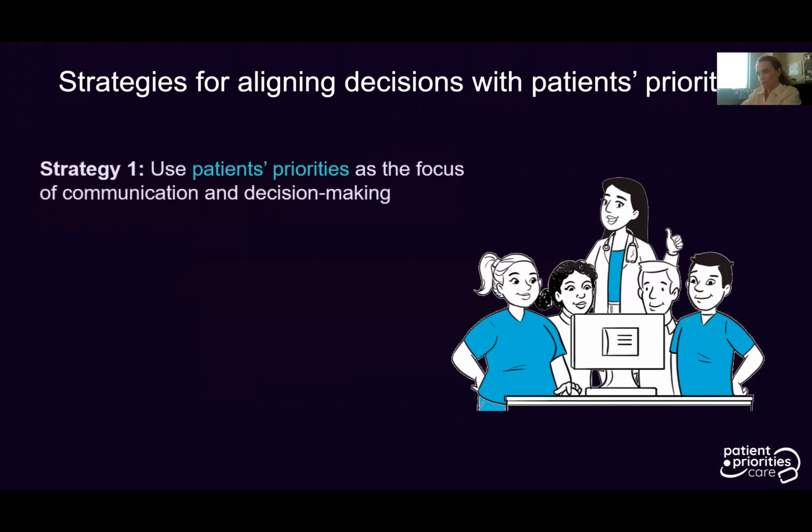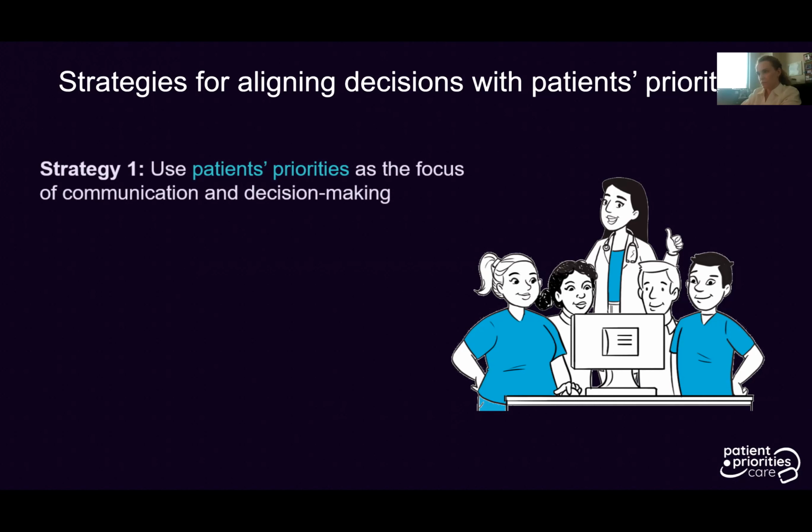And so we want you to consider using them as a good foundation. So strategy one is use the patient's priorities as the focus of communication and decision making. Rather than diseases or guidelines, we want you to use the priorities as the basis for thinking about your decision making and how you're communicating with the patient, the family members, and other clinicians.